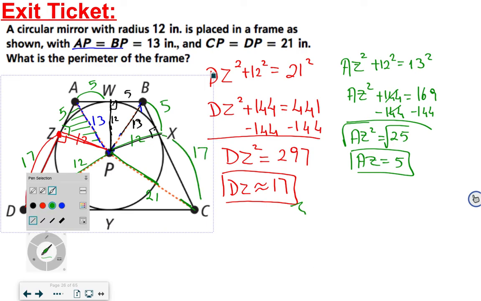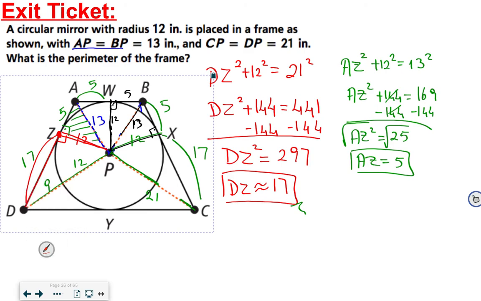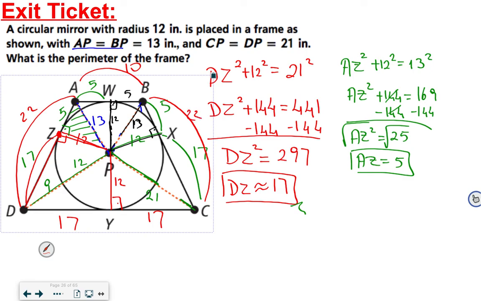If this is 17, for the last part, you can also draw one segment from the center of the circle to the tangent line, which is 90 degrees. This is 12, 21. This is going to be 17. We already found this is 17 as well, approximately. So what is the perimeter of the whole frame? The length of AB is 10. The length of AD is 17 plus 5, which is 22. This is going to be 22 as well. The last part is 34.